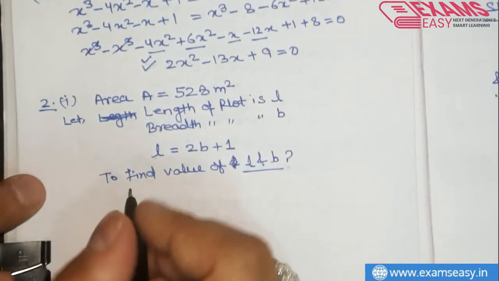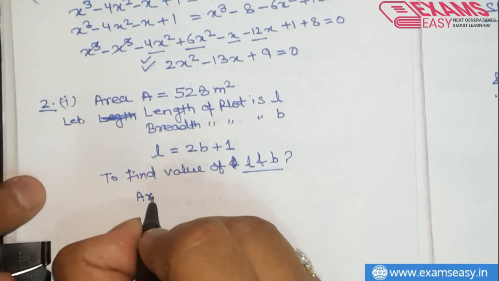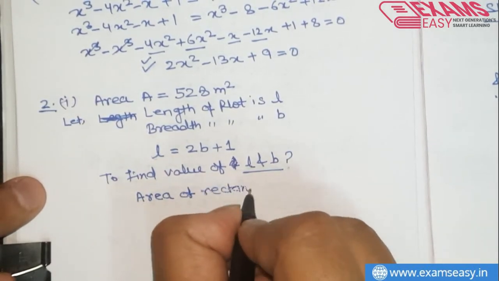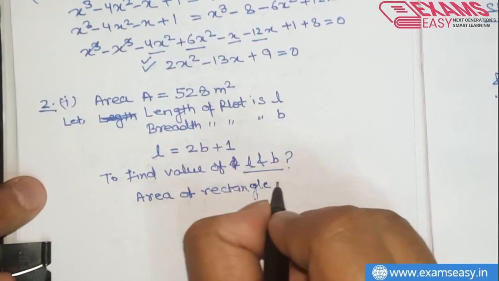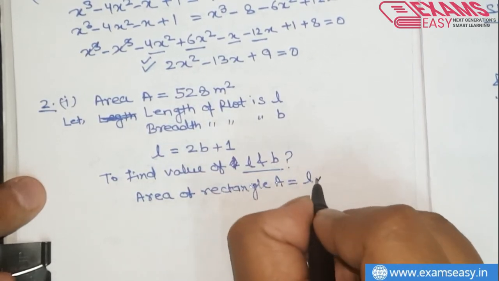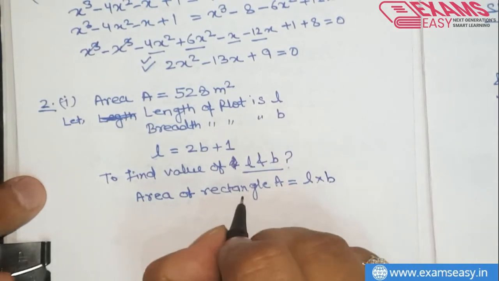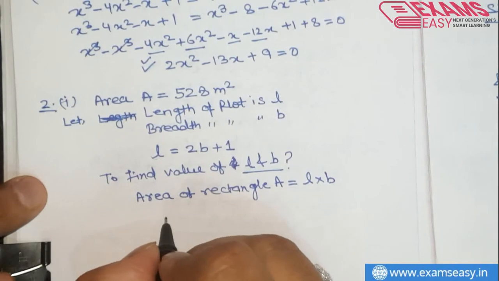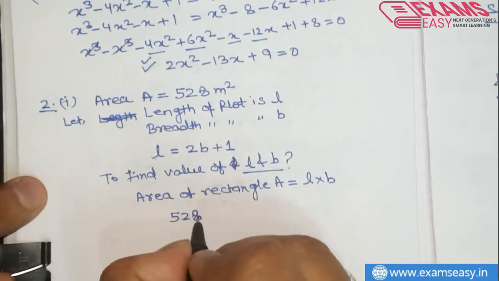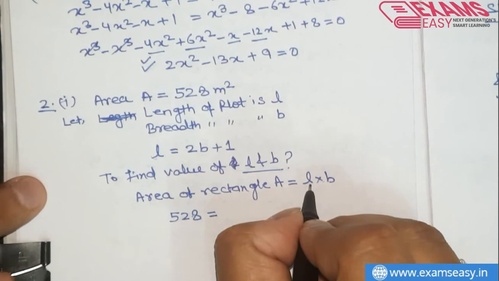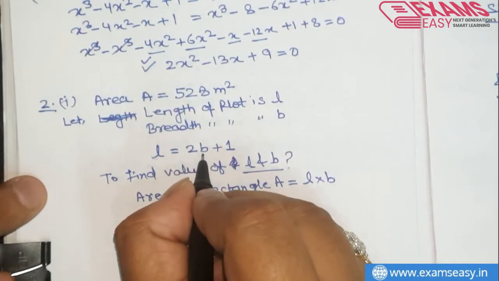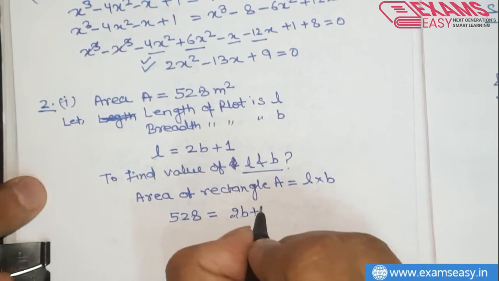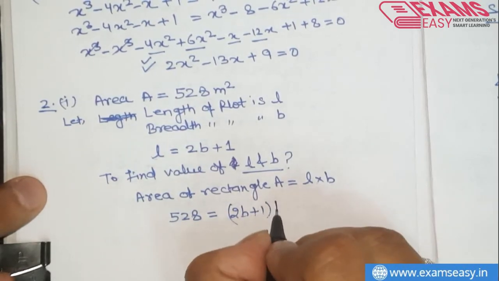So we all know that the area of a rectangle is nothing but length into breadth. Area A is nothing but L into B. Since A is known to us, which is nothing but 528 meters square, we can write 528 meters square is equal to, what is L? L is nothing but 2B plus 1, so we can put 2B plus 1 in this, and we will keep B as it is.